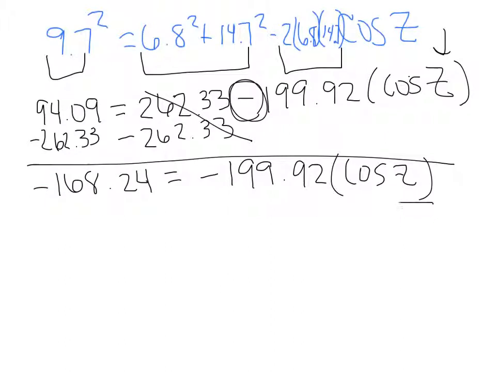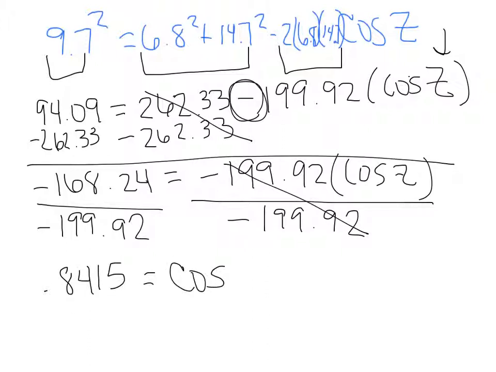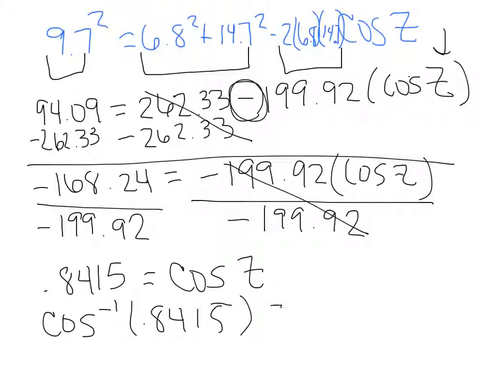Okay, then my next step is always to divide by this negative number still left on the right side. So it will always be a negative divided by a negative. So negative 168.24 divided by negative 199.92. This will always come out to be a positive decimal. If at any point this doesn't work out, you need to reevaluate yourself. Okay? Now all I need is the angle to come out. So when I need an angle to come out, I have to do inverse. So cosine inverse of 0.8415, and out pops 33 degrees.